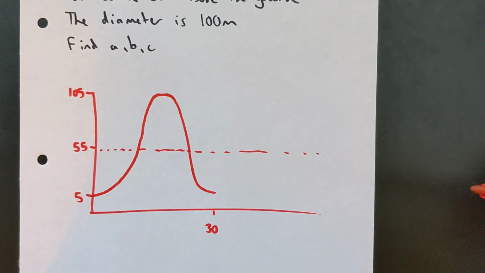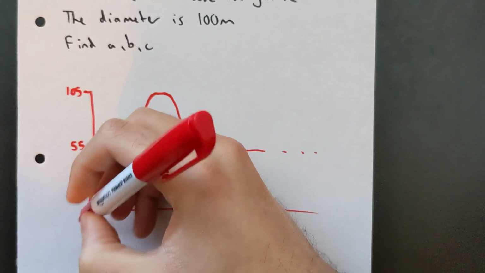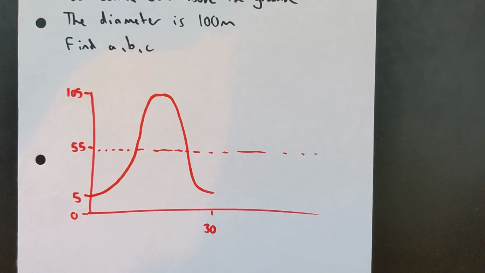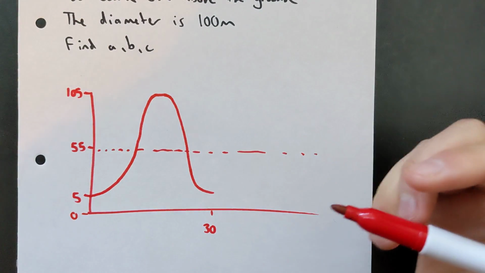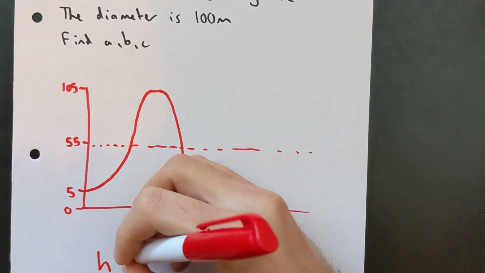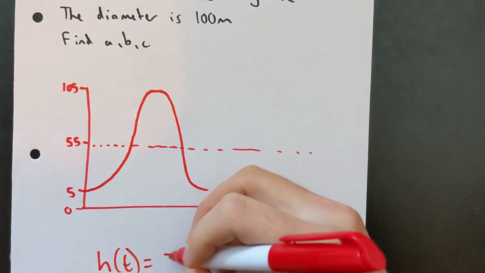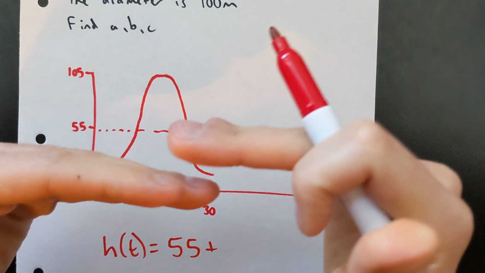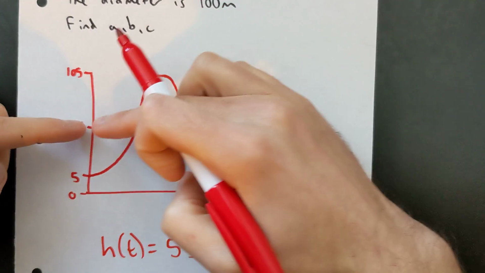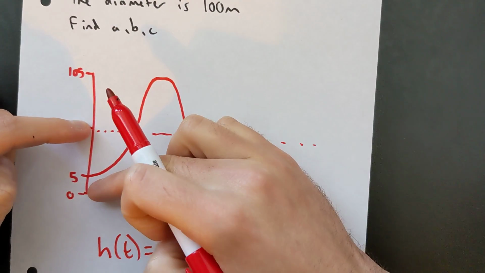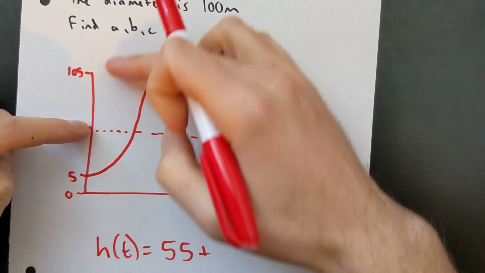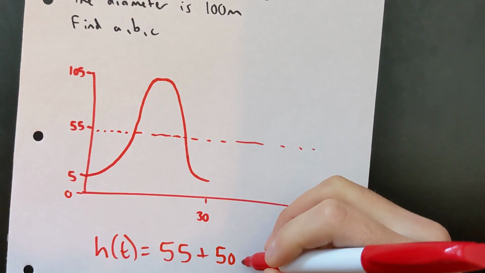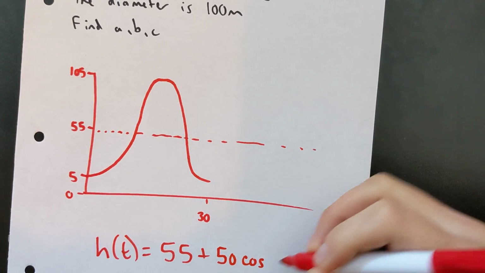So here, the center of the graph has moved from 0 up to 55. So I know my graph has moved up 55. So it's going to be h of t equals 55 plus. Now in terms of what stretch has happened, usually from the center it only goes 1 up and 1 below, but this time it's now gone 50 up and 50 below. So I know I have multiplied my cos graph by 50.